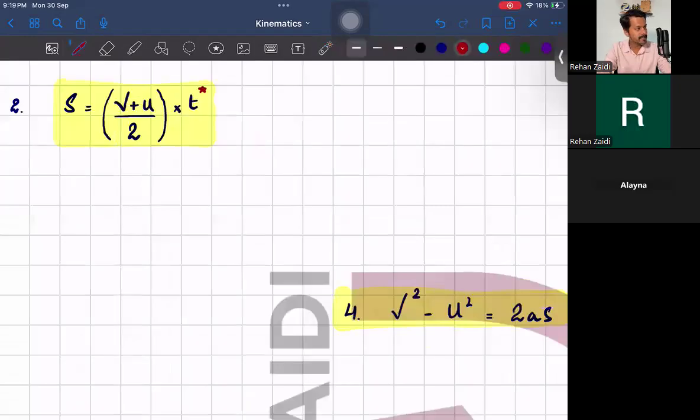चले, दूसरा इज (v plus u) upon 2 into t. कैसे आया ये फॉर्मूला इंटू बीइंग? देखें, we started with a basic formula, हमने पढ़ा था v is equal to s over t, राइट, जिसको मैं इस तरह भी लिख सकता हूं कि s is equal to v multiplied by t. लेकिन this v over here was constant, this v was constant over here.